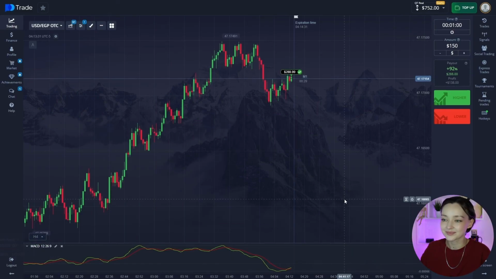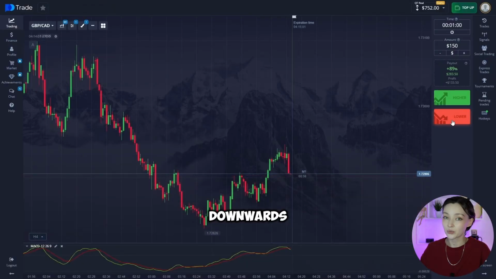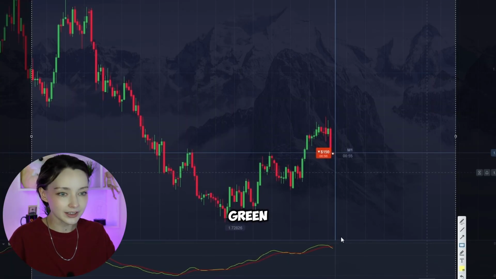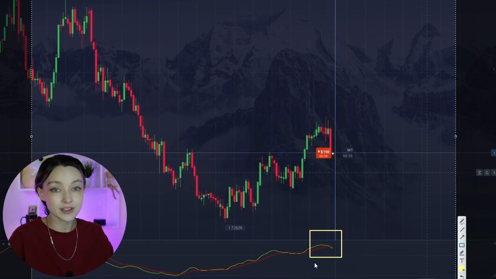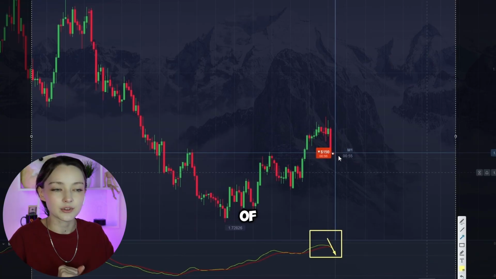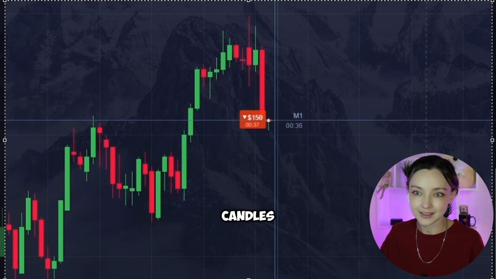Another profit. Placing a trade downwards for 1 minute. We can see an intersection. The green line has crossed the red one downwards in this case. This indicates the downward course sequel. Another important factor in terms of placing trades is candles.